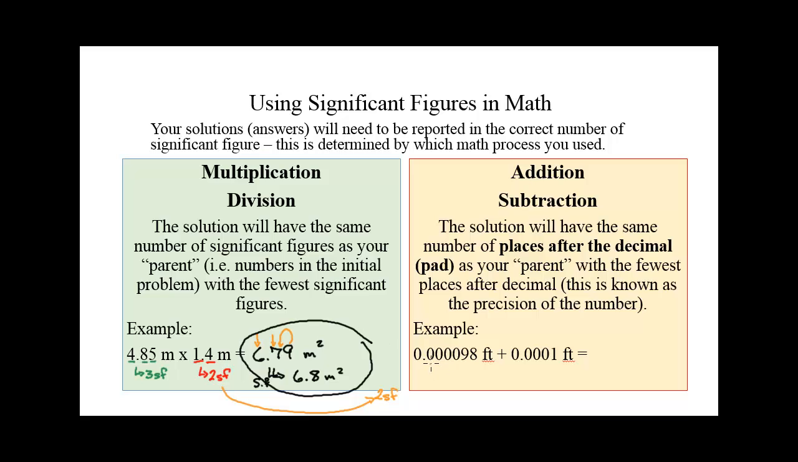And so if we take a look right here, this number has a number in the tenths, and the hundredths, and the thousandths, and the ten-thousandths, and the hundred-thousandths, and the millionths. And so it has 1, 2, 3, 4, 5, 6 places after the decimal.